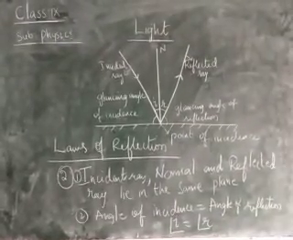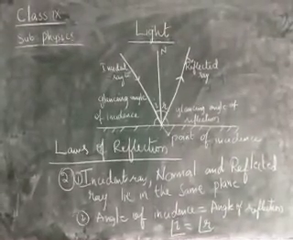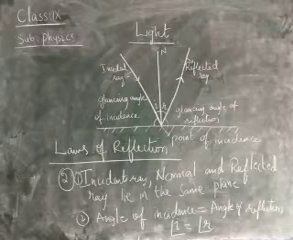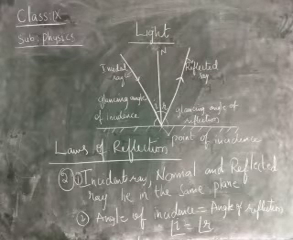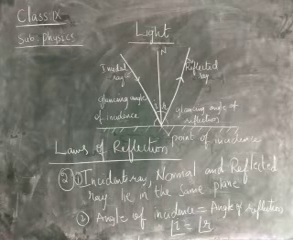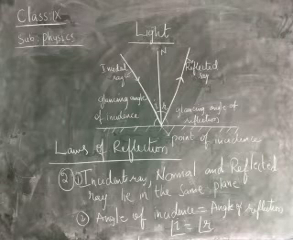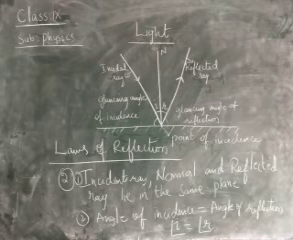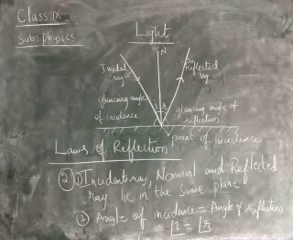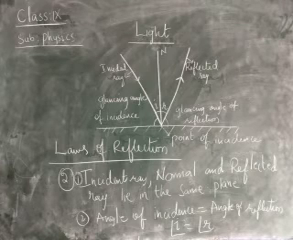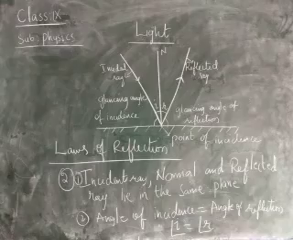Here, children, we have two laws of reflection: the incident ray, normal, and reflected ray lie in the same plane, and the angle of incidence is equal to the angle of reflection. Always the angle of incidence is equal to the angle of reflection. Okay, children, therefore you should compulsorily learn these laws of reflection.